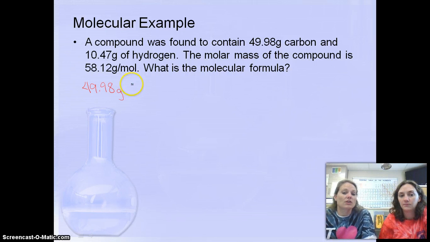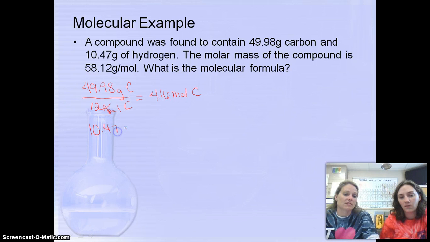First thing we need to do is go through the empirical. So we're going to take grams and divide by the molar mass of each of those items. 49.98 grams of carbon divided by 12, which is the gram per mole off of our periodic table for carbon. That answer is 4.165, and that's moles of carbon. Then we do the same thing for hydrogen. So 10.47 grams. And we really enjoy when we get a hydrogen because you get to divide by 1. It's easy. So then you get 10.47.